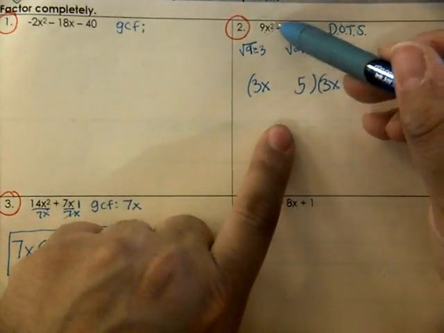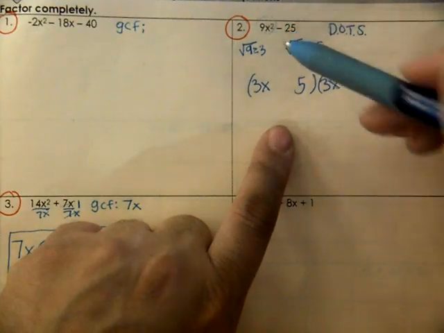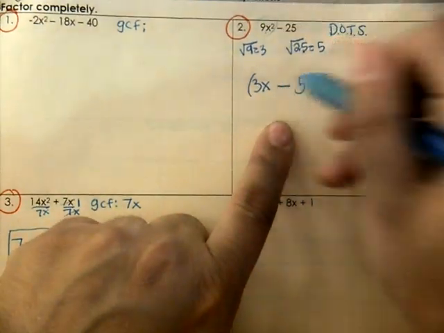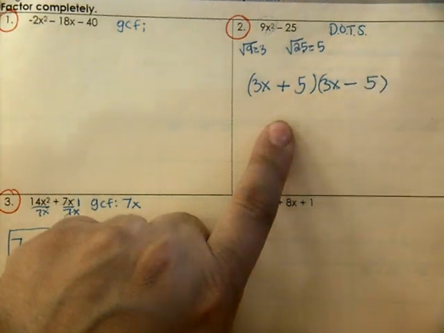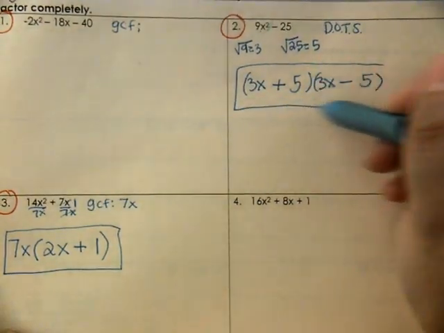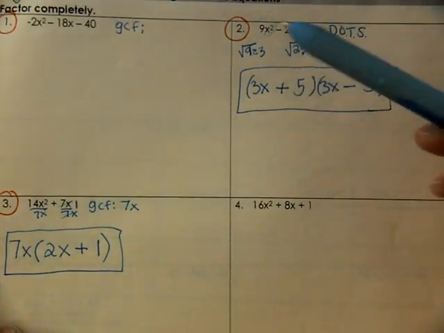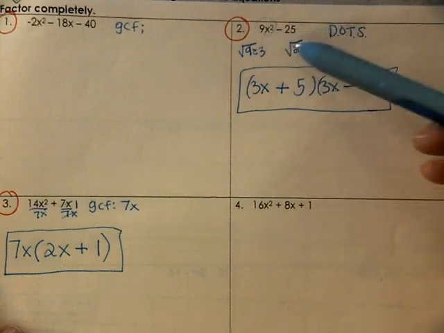And the reason why this ends up being only 2 terms instead of 3 is because the middle term cancels out when you have one that's a plus sign and one that's a minus sign. It does not matter which one you put where, but this is how we do DOTS, or difference of 2 squares. And again, it makes your life so much easier if you can identify that those are perfect squares.